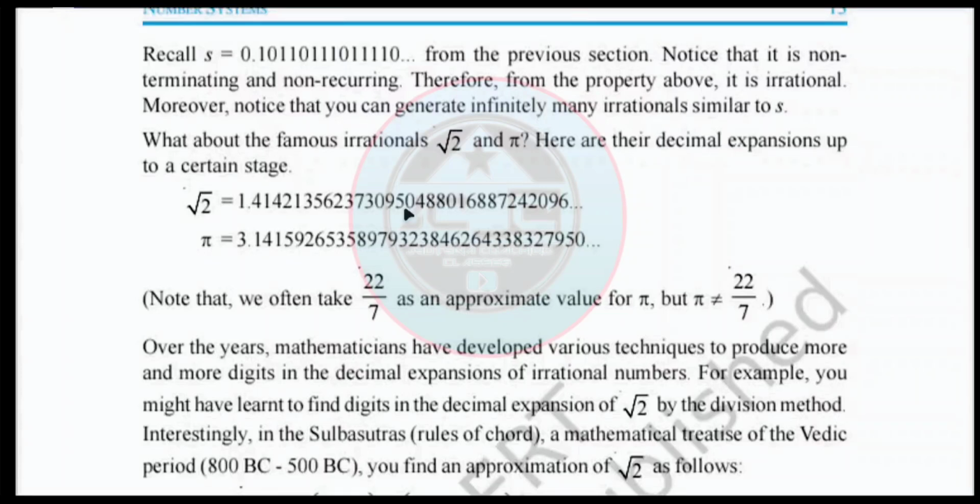For instance, root 2, right? So root 2 is an irrational number. The root 2 will be decimal expansion.